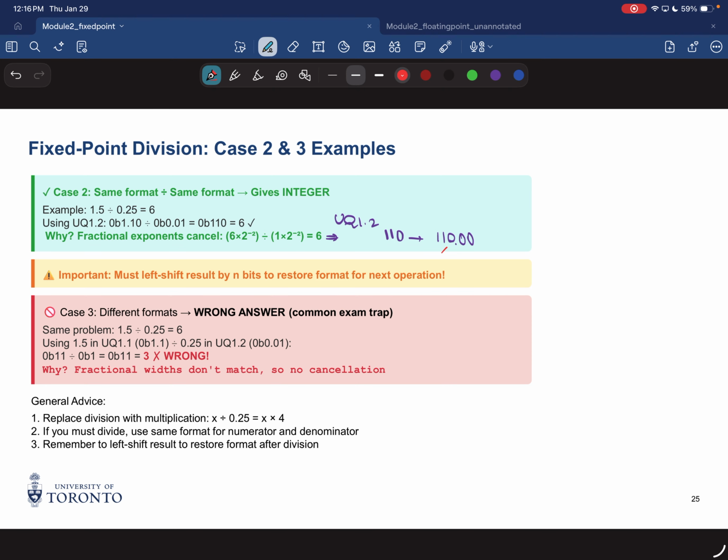Yeah, and as you can see, if we try to divide UQ 1.1 by UQ 1.2 without considering that the fractions are different, then you're going to get the wrong result of 3. Well, I don't know who would do that because obviously they don't match, right?